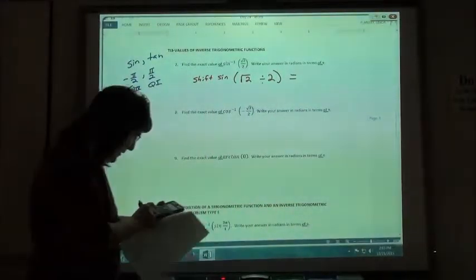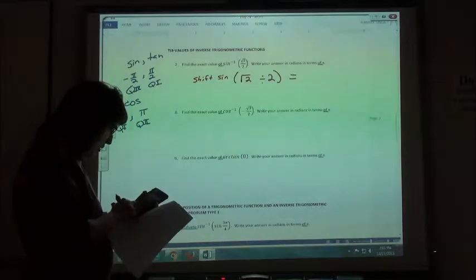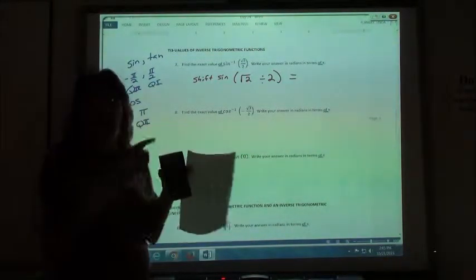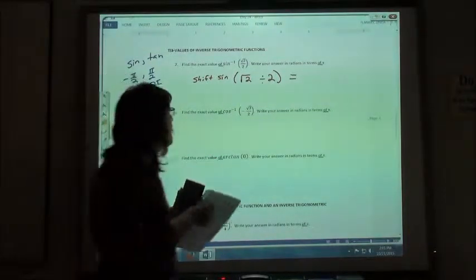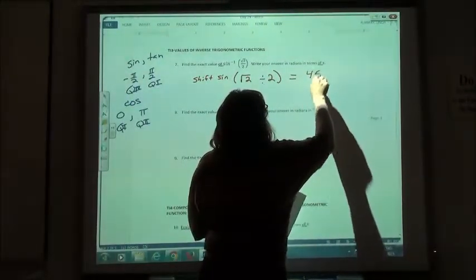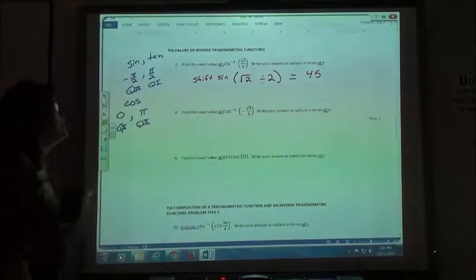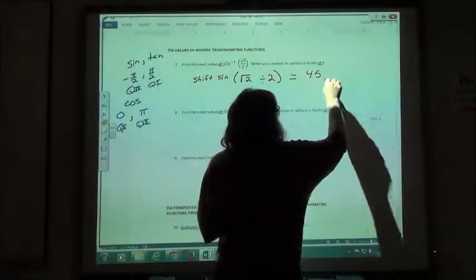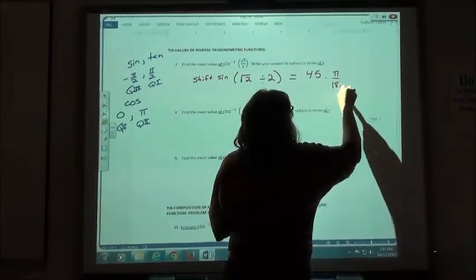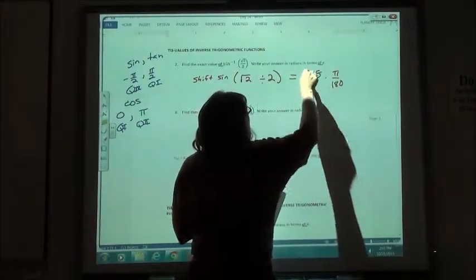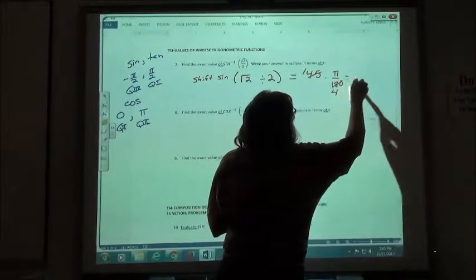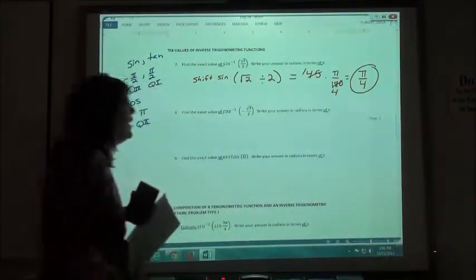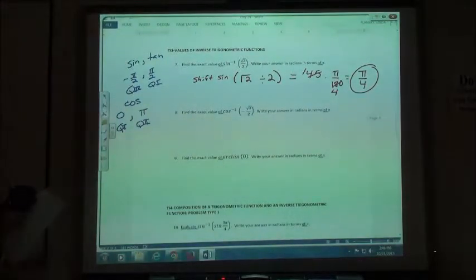If we do that, parentheses, square root of 2 divided by 2, it's going to give you your answer in degrees because your calculator is in degree mode. 45 degrees. I want my answer in terms of pi, so I have to convert it into radians. Pi over 180, and if I reduce, this goes into here 4 times, so I'm going to get pi over 4 for my answer. So if I'm using my calculator, that's what I would do.